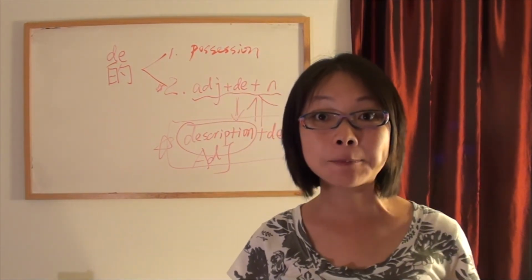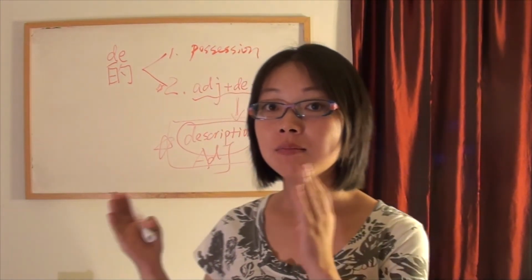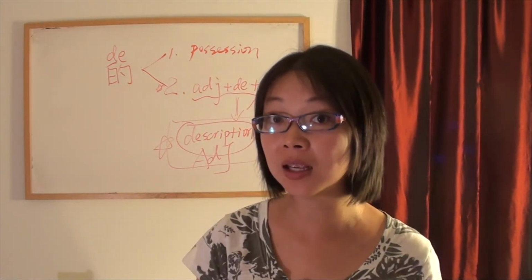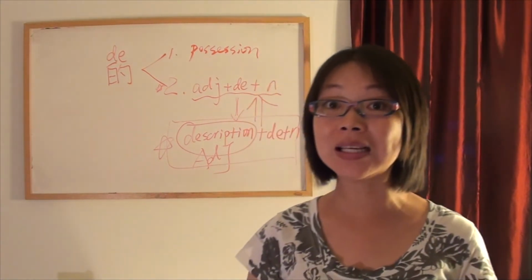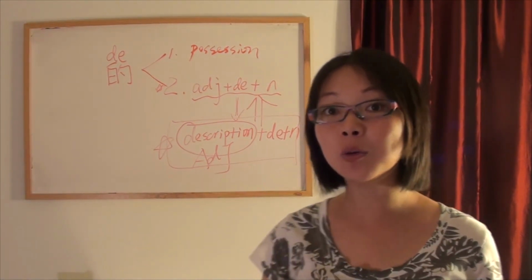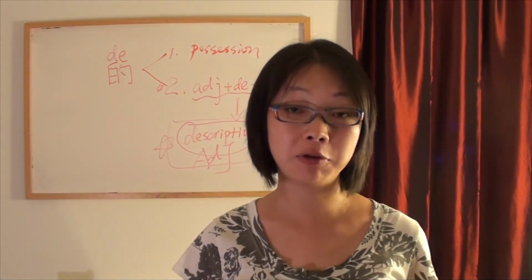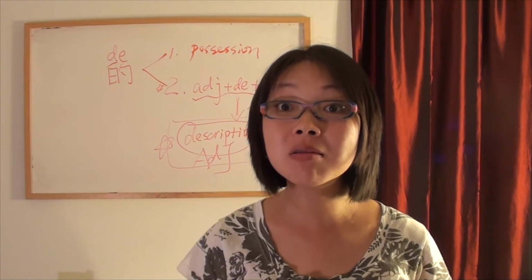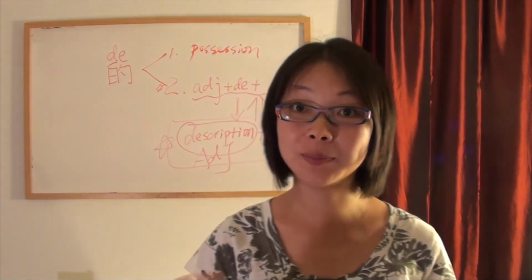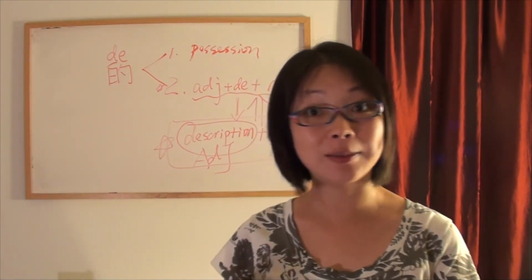So let me put this in a short way. In Chinese, instead of putting the noun you want to describe at the beginning, we always put the noun you want to describe at the end. And in another way, it's kind of our culture: we put the most important thing at the end, not at the beginning. But in English, you put it at the beginning.